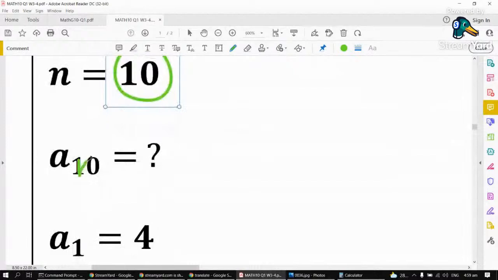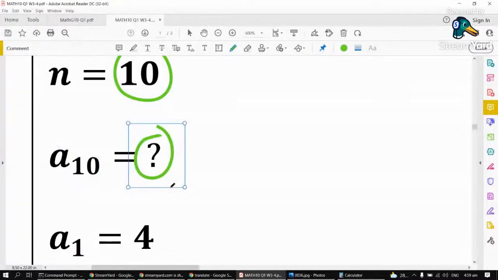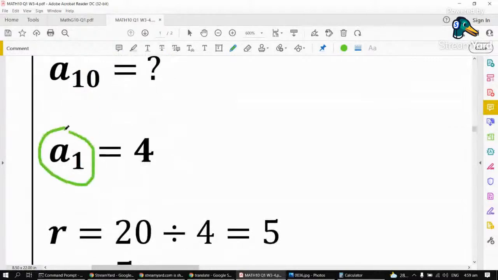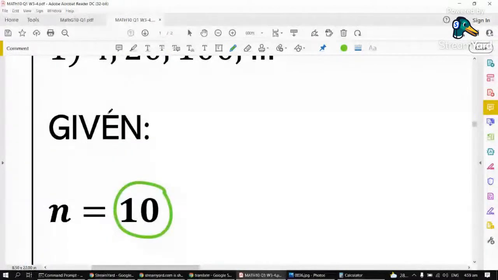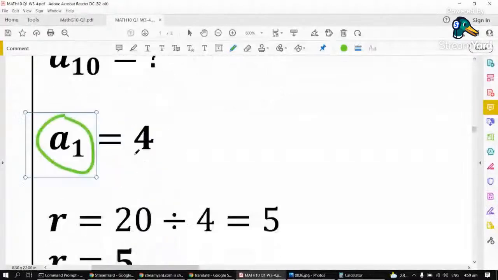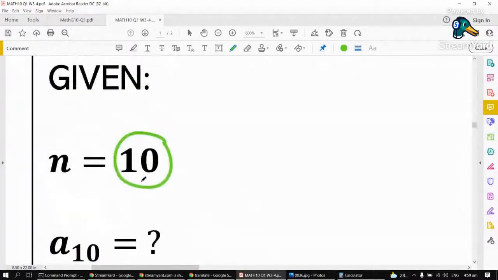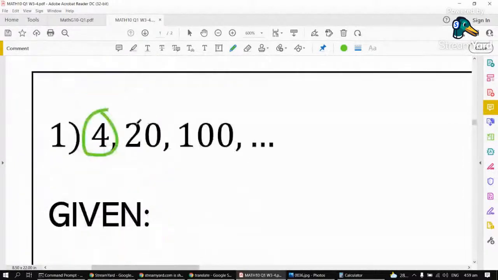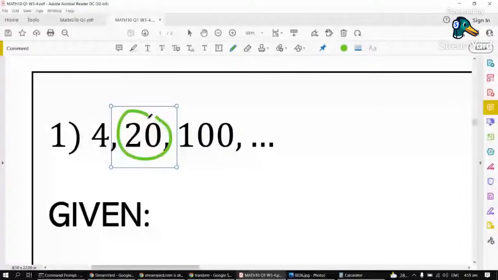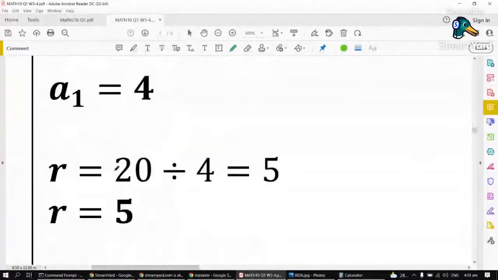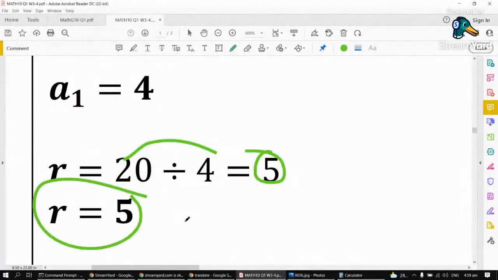So, yung a to the n natin, palitan natin yung n ng 10. Hindi natin alam yun. Hinahanap nga natin yung 10th term eh. A sub 1, yung unang term is 4. And then, ang ating common ratio is 20 divided by 4. 20 divided by 4 is 5. So, ang ating common ratio is 5.